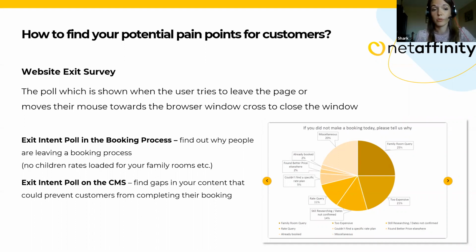One is in a booking process. It helps you to find out why people are leaving a booking process. For example, you don't have children's rates loaded for your family rooms, so people might find it confusing and they would just leave.